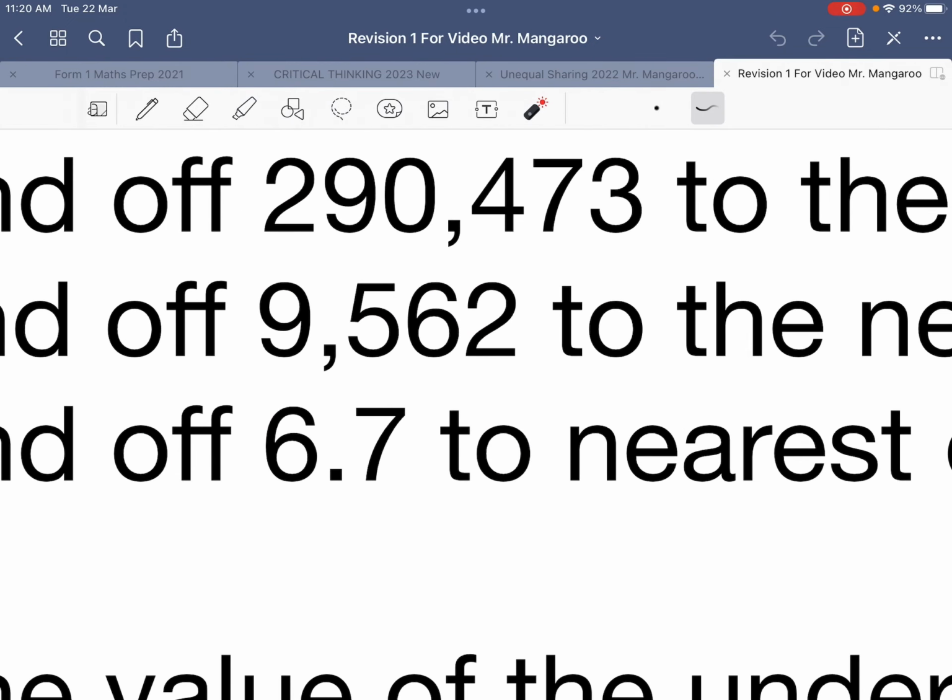Next, round off this number to the nearest tens of thousands. So we don't have any number in the tens of thousands position. So we will put a 0 here as a placeholder. We check the digit on the right, it's 9, so it's more than 5. So we will add 1 to the 0, so that makes it 10,000.